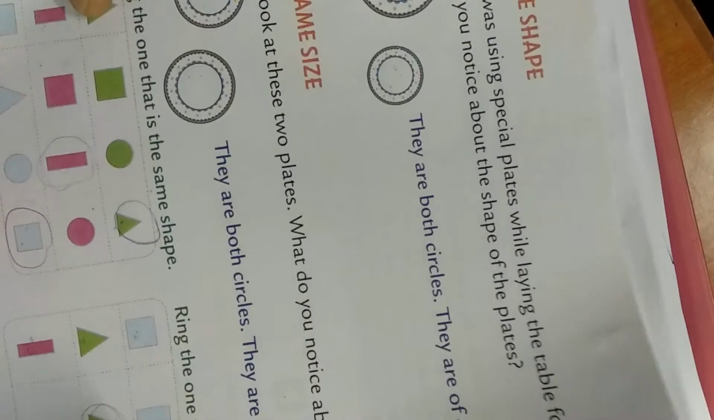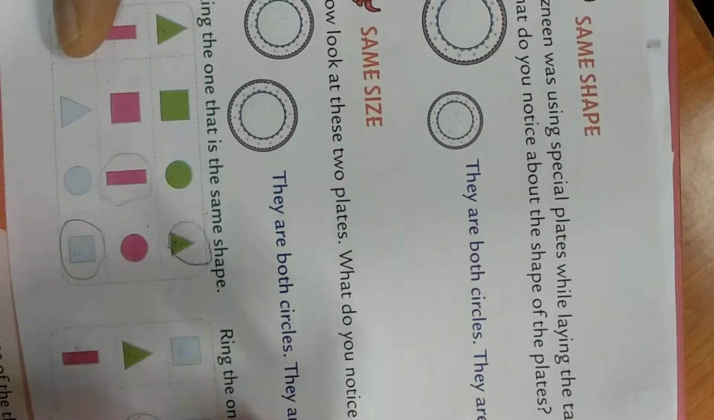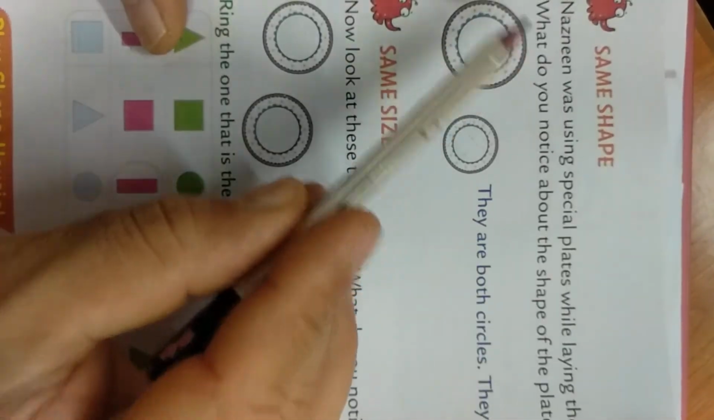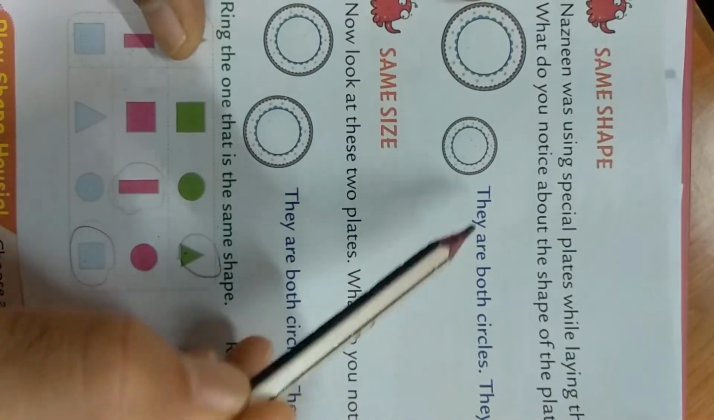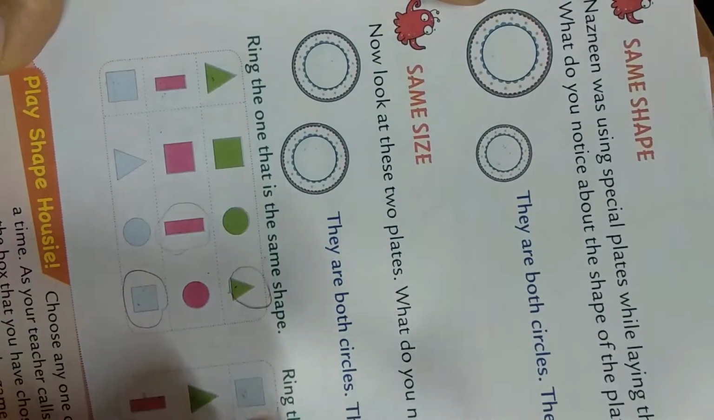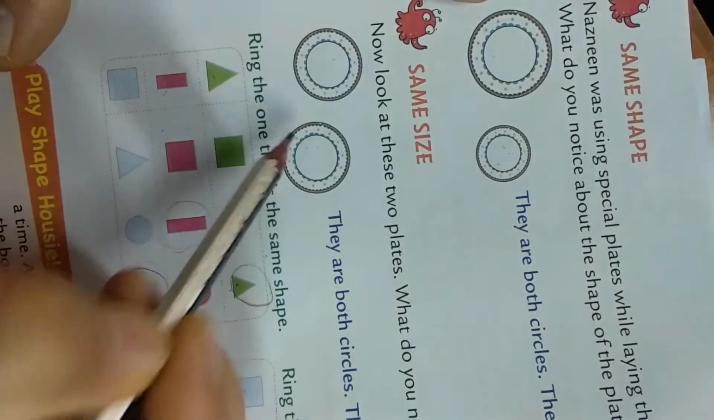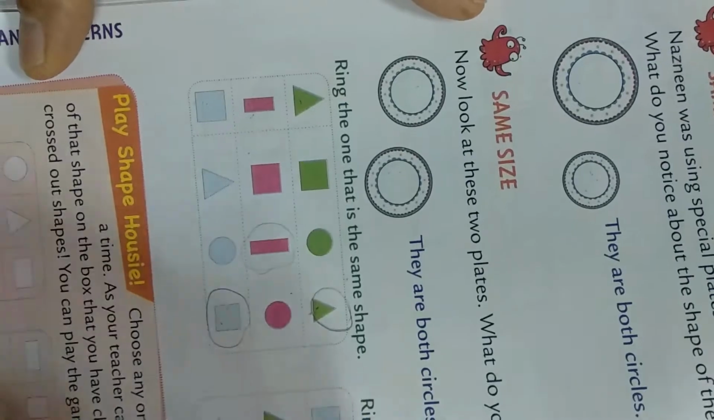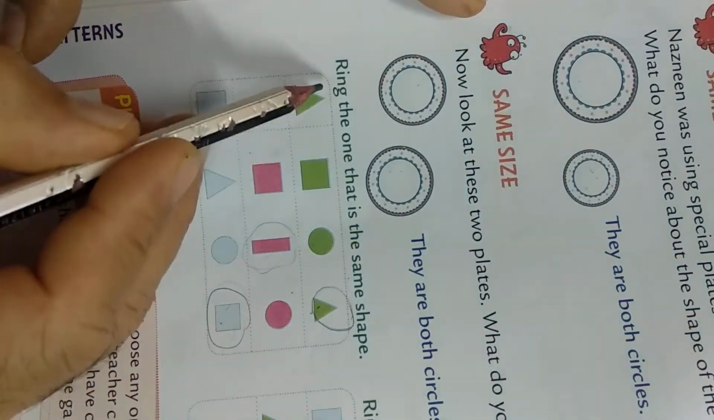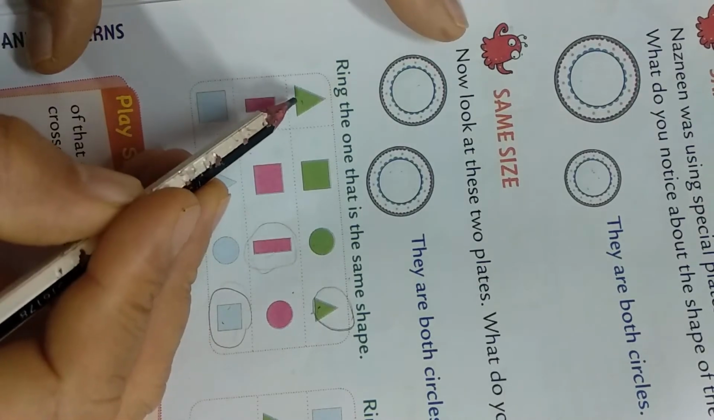Now we'll go to the next page, number 76. Here they are talking about the same shapes. They are the same shape because this is a circle, this one is also a circle. They both are circles, so they are called the same shape. Sometimes they are also the same size. Here the size is different, but here the size is the same. Now the first question in this page number 76 is: ring the one that is the same shape. Same shape means size doesn't matter.